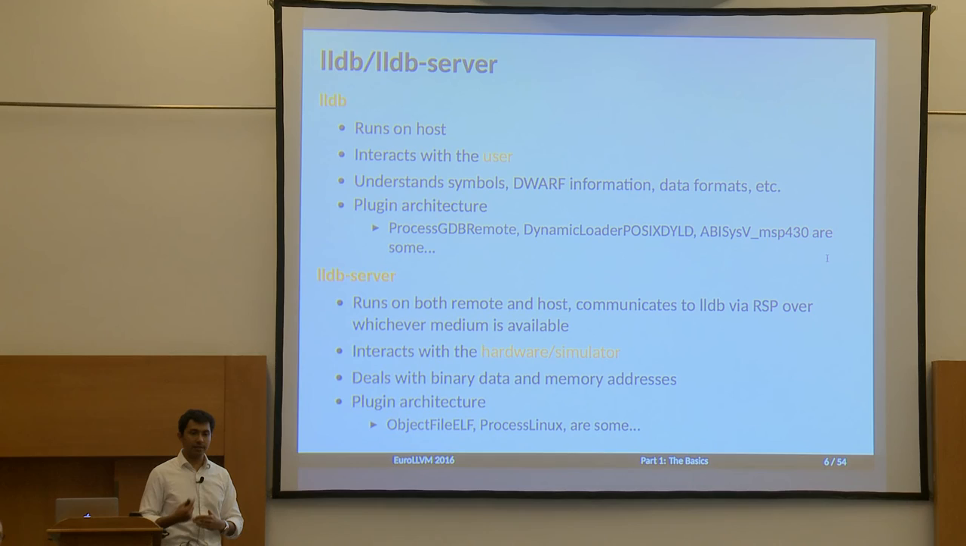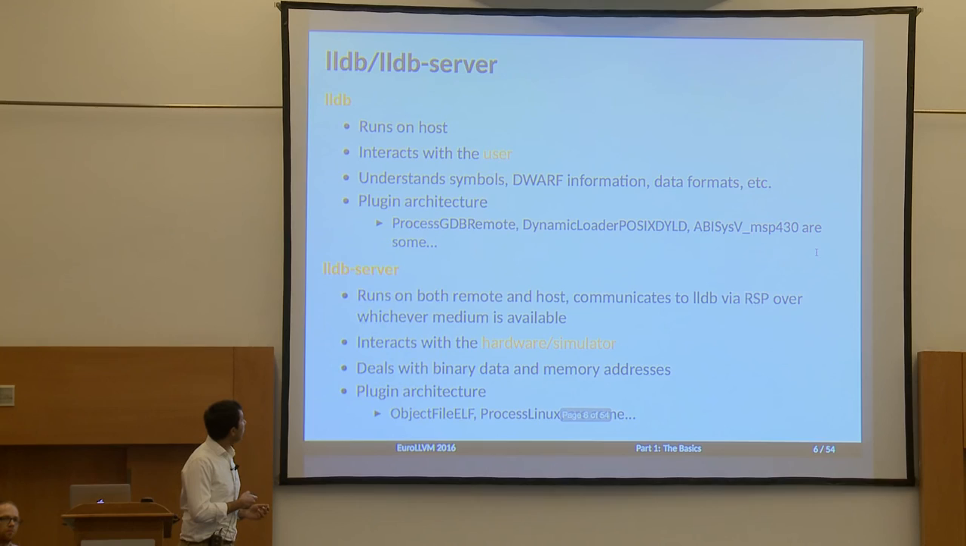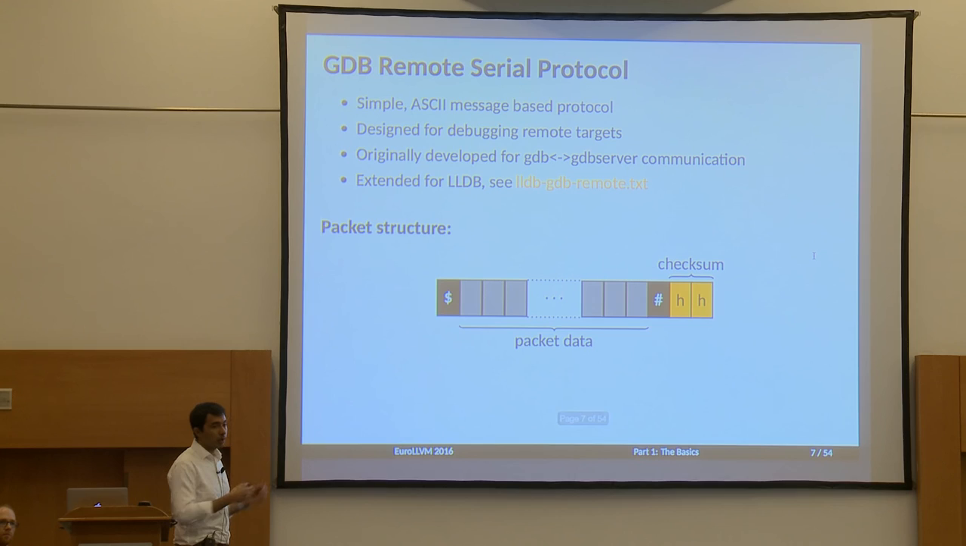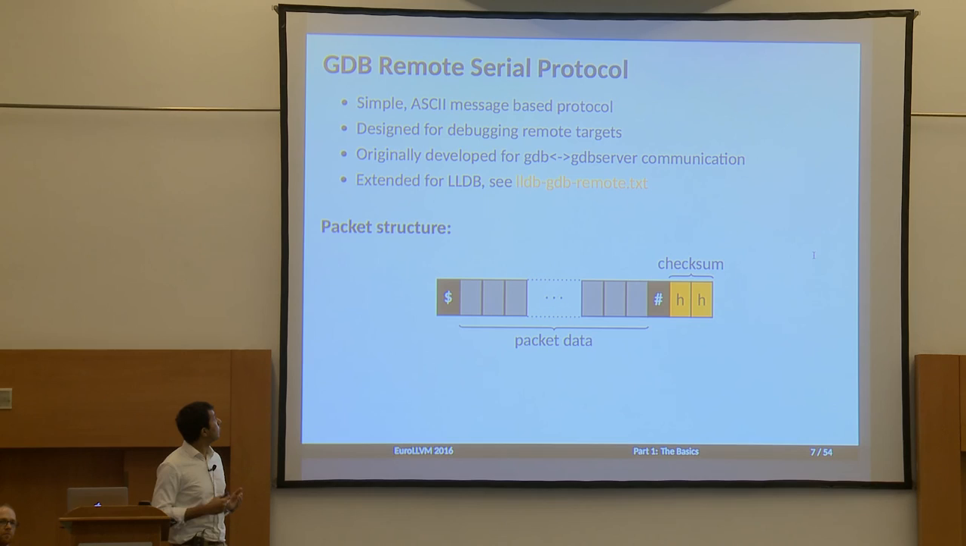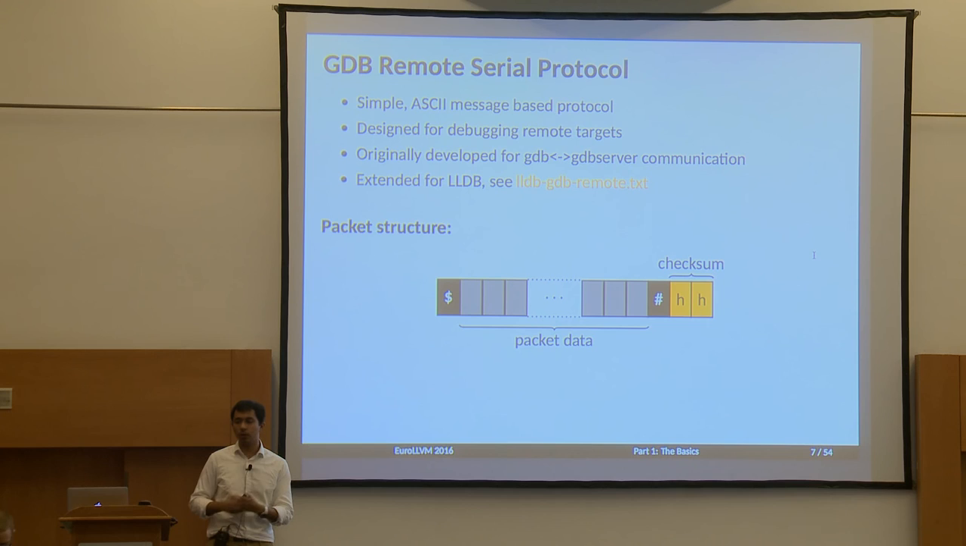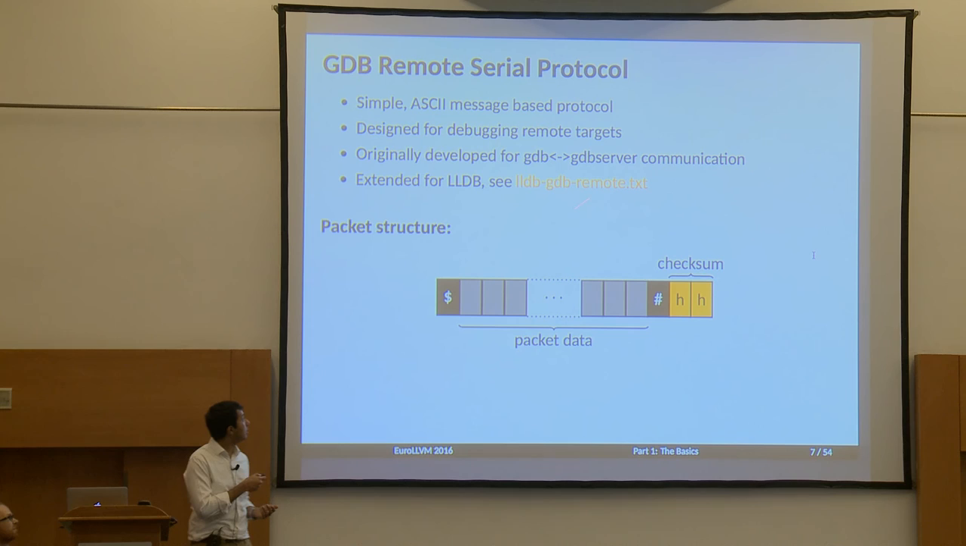As you've seen in the diagram here, LLDB talks to LLDB server through GDB RSP. Just to give a bit more idea about GDB RSP, it's a simple ASCII message-based protocol. It's designed for debugging remote targets. LLDB has extended the protocol to have additional packets for more information, and it's available in lldb-gdb-remote.txt. You can check out the file in the repo to see all the packets that LLDB uses. So that's a generic format: there's a dollar sign to indicate a header, the packet data, and a checksum at the end.